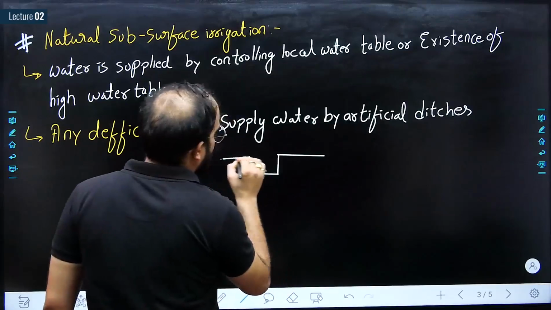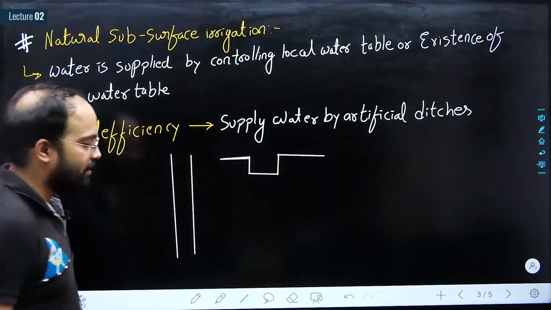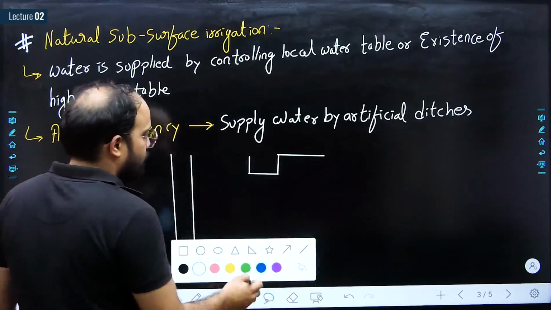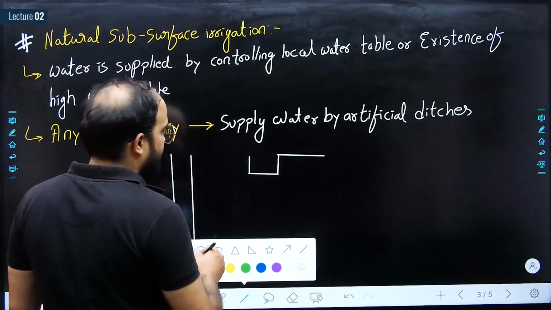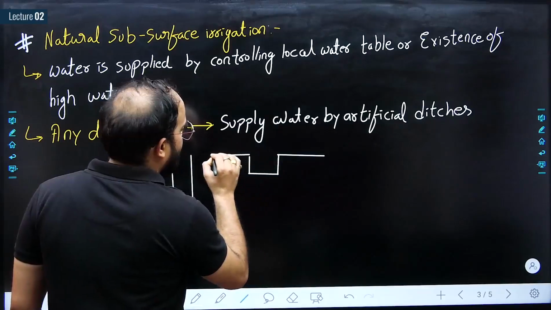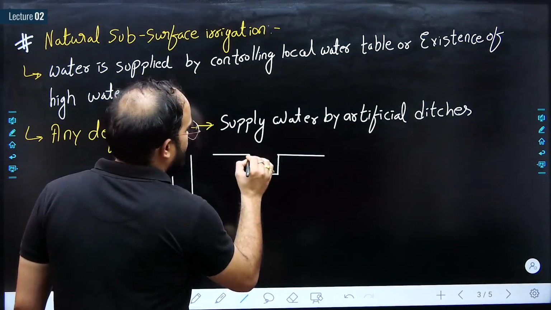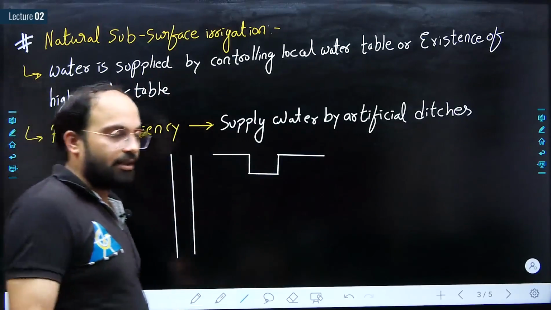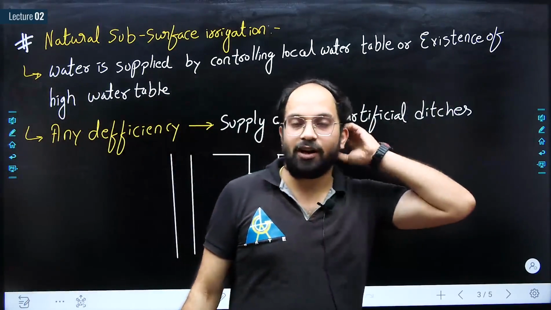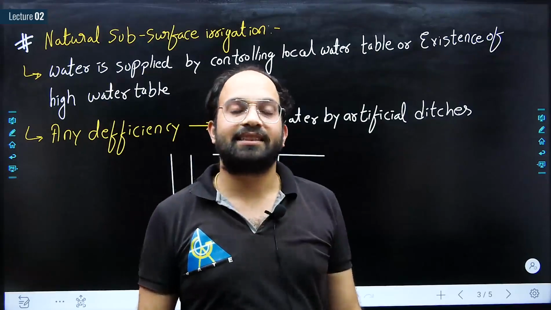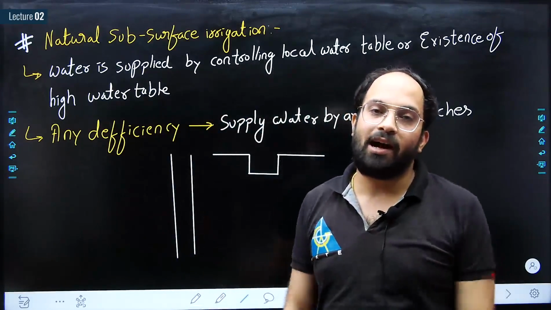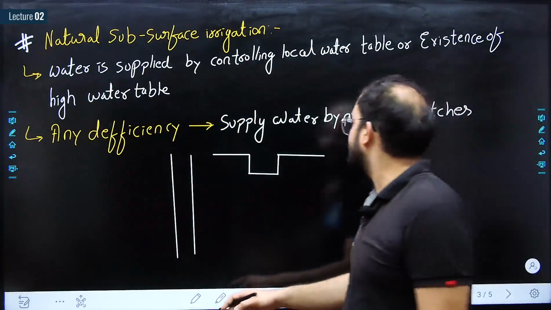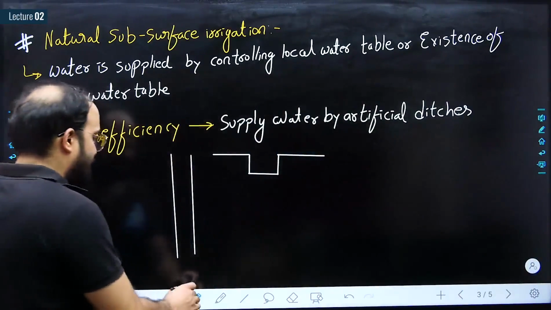Okay, we'll construct ditches like this so that we can easily supply the water when it is not possible. When our natural water or existing water table goes down, then we'll supply the water artificially by these ditches, artificial ditches.